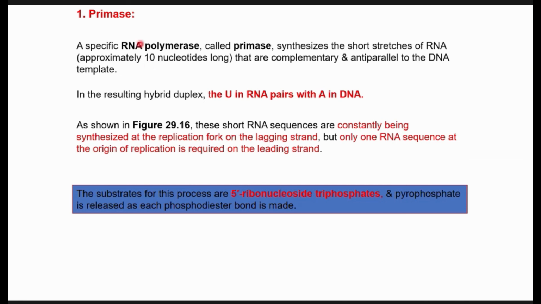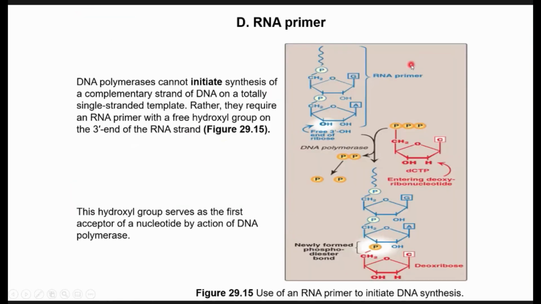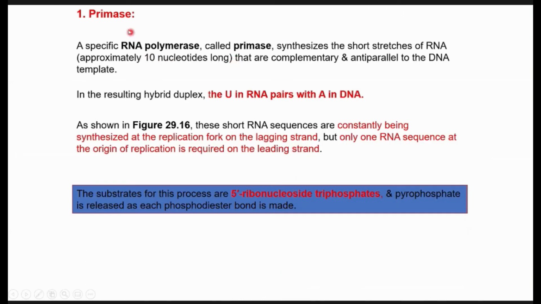So there is another one here, what we call a primase. So the RNA polymerase called primase synthesizes the short strand of RNA. So this RNA, where does it come from? Primase, what we call a primase. So it's responsible for the synthesis of the RNA. In the resulting hybrid duplex the U in RNA pairs with A in DNA.